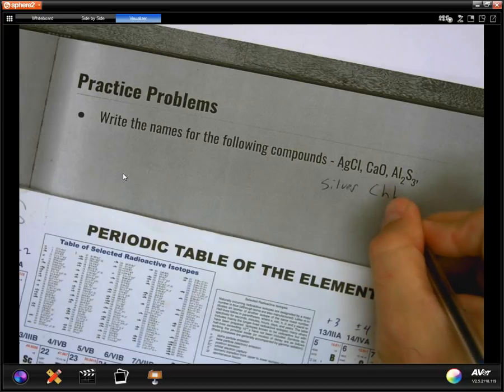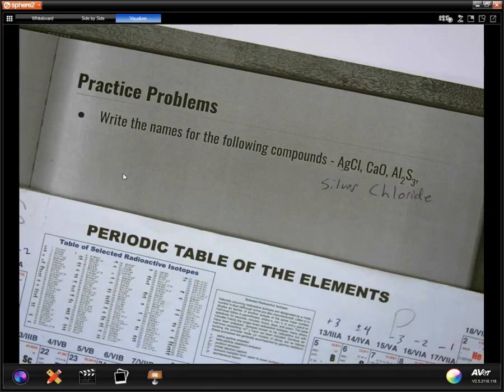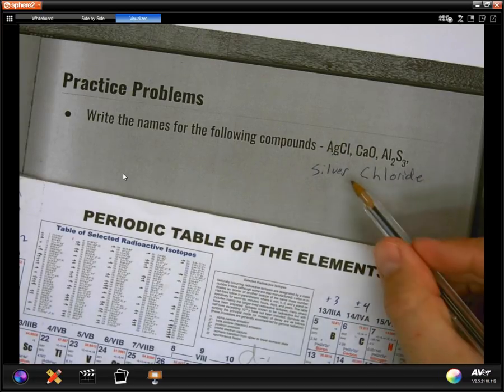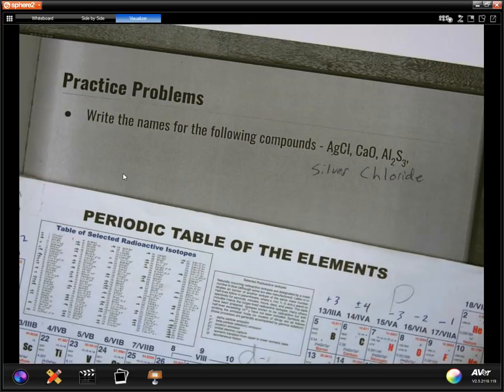That is going to be 2 words there. But all I did was just change the ending from chlorine to chloride, and I just named the cation, which is basically silver. So it's a silver element, or it's a silver ion. We're just going to say silver chloride.